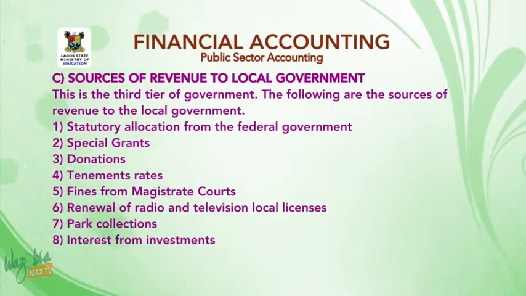C. Sources of revenue to local government. This is the third tier of government. The following are the sources of revenue to the local government. 1. Statutory allocation from the federal government. 2. Special grants. 3. Donations. 4. Tenement rates. 5. Fines from magistrate courts. 6. Renewal of radio and television local licenses. 7. Park collections. 8. Interest from investments.